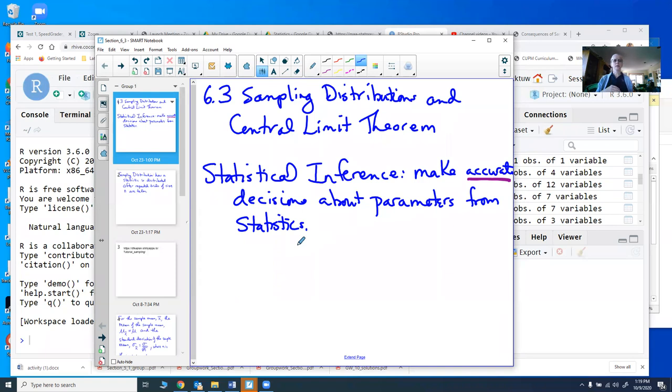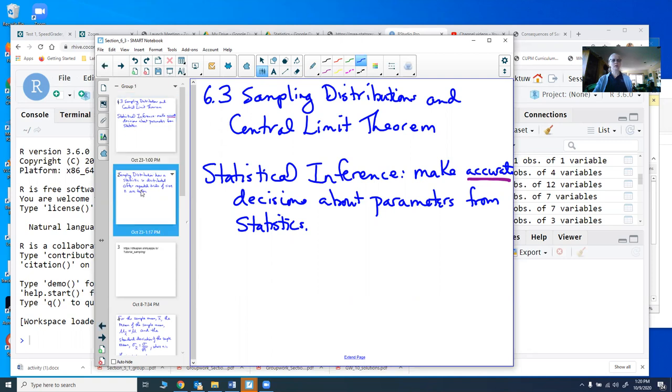So if you want to find the mean income in the United States, or you want to find the proportion of people who want to legalize something, or you want to find the variability in the time to make a certain item, you might want to find all this stuff out. You would use a sample, get your statistic, and then you'd estimate what the parameter is from that. And the whole idea of statistical inference is to do that in an accurate way. And that's what we're going to talk about.